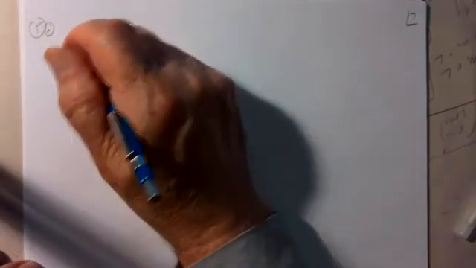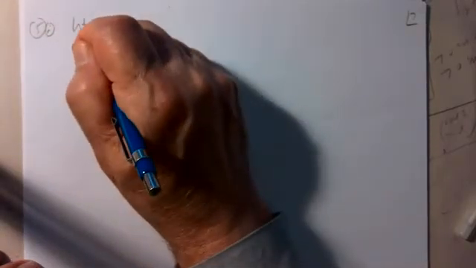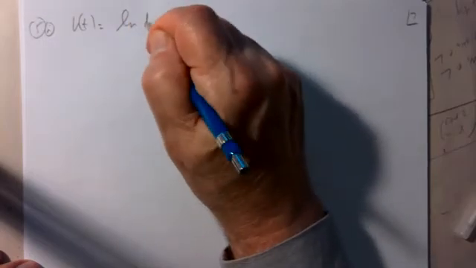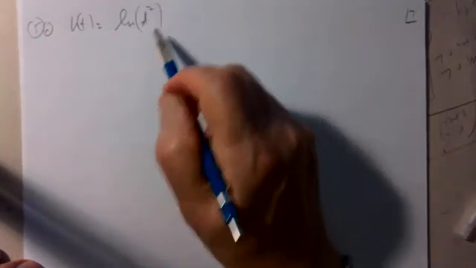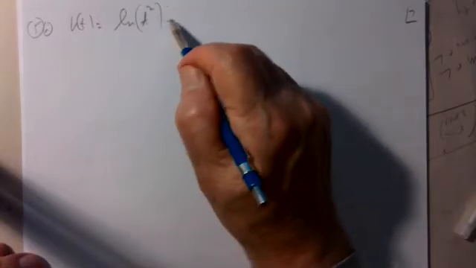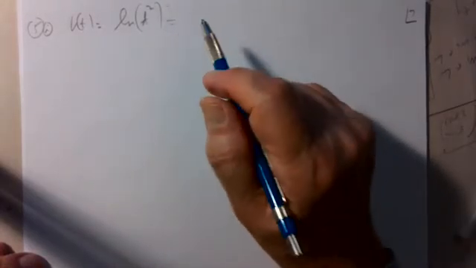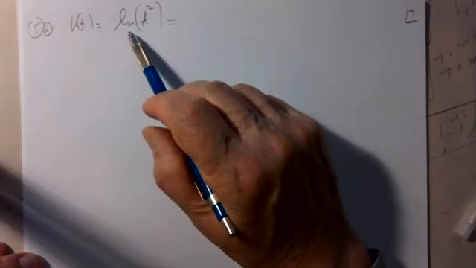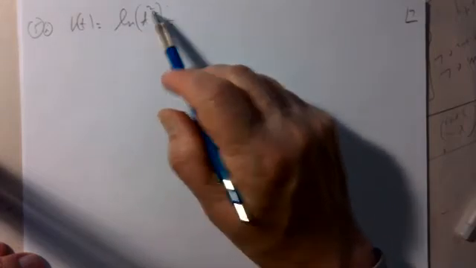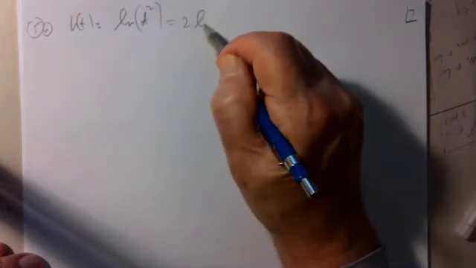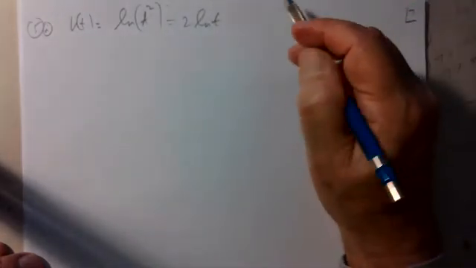Part I, we have the function h of t is equal to the natural log of t squared. So you could think of this as a composite function, the log of t squared, and use the chain rule, but it's simpler if you just remember the property of the logarithms. The log of t to a power is the power times log t. So the log of t squared is 2 log t.